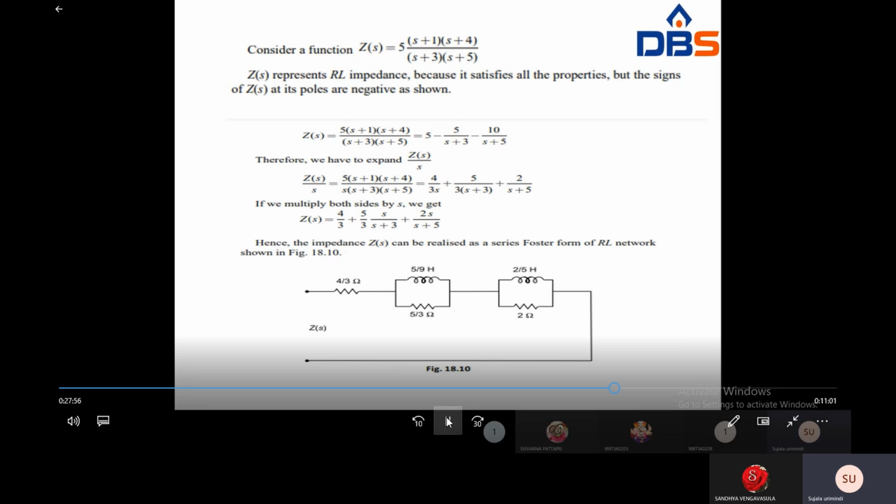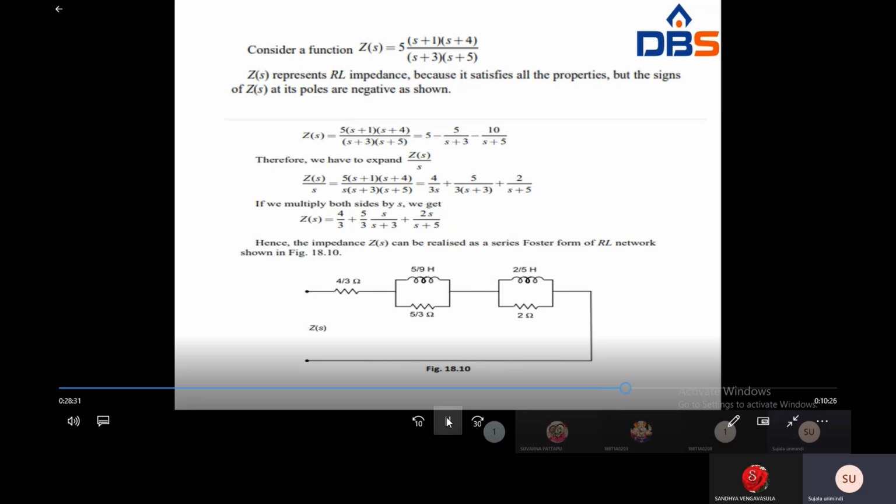If suppose s+1 is in the denominator, then you have to think that it will be an RC impedance. Like that you have to assume. If s squared is there, then you have to treat it as LC impedance. Now Z(s) = 5(s+1)(s+4)/(s+1). So here when you observe this, s into s, s squared. That means the two are the same, and you have to take the partial fractions.